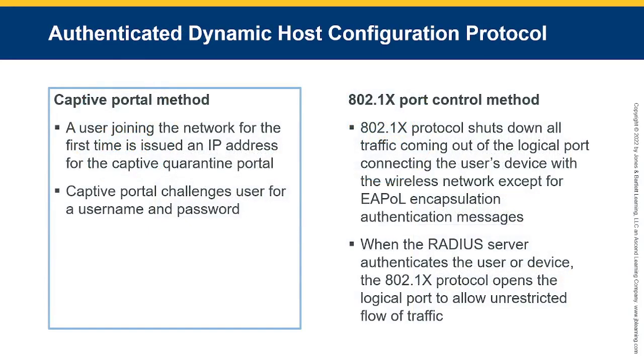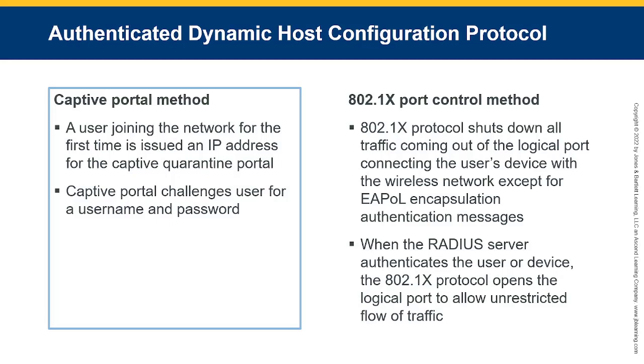You also have DHCP. You have two different methods: a captive portal method or an 802.1X port control method. In the captive portal method, a user joining a network for the first time is issued an IP address by the captive portal. The captive portal challenges the user for the username and password.